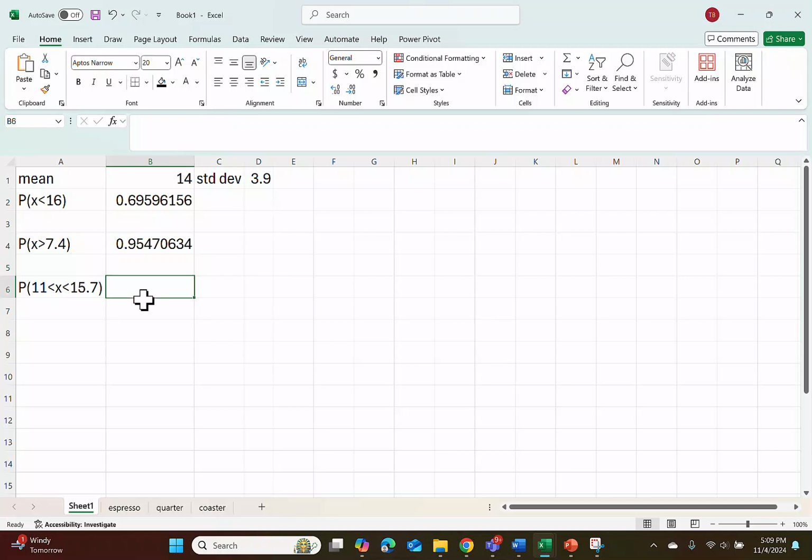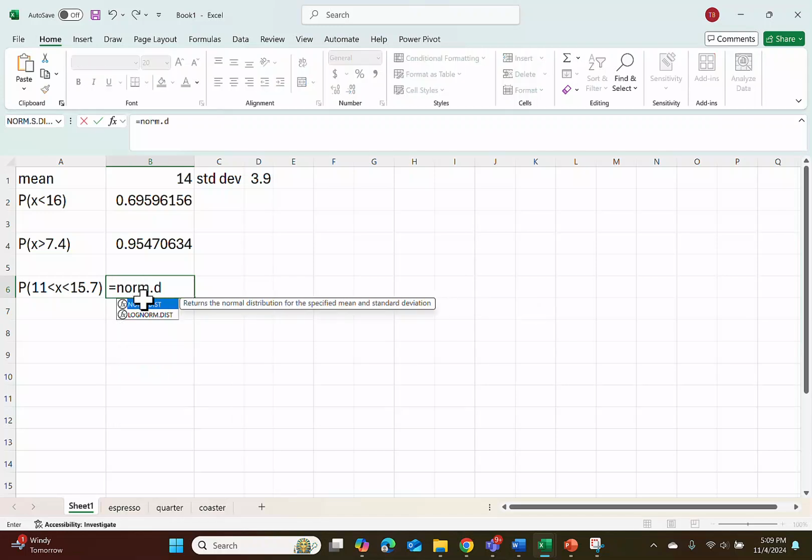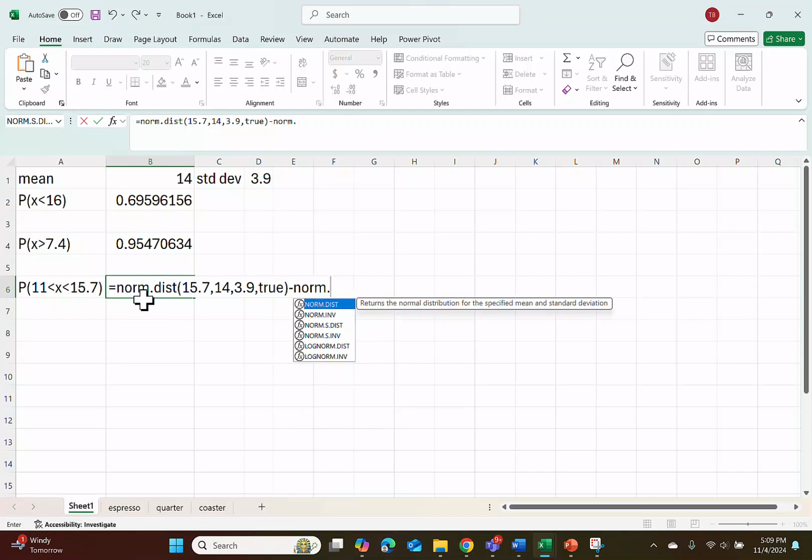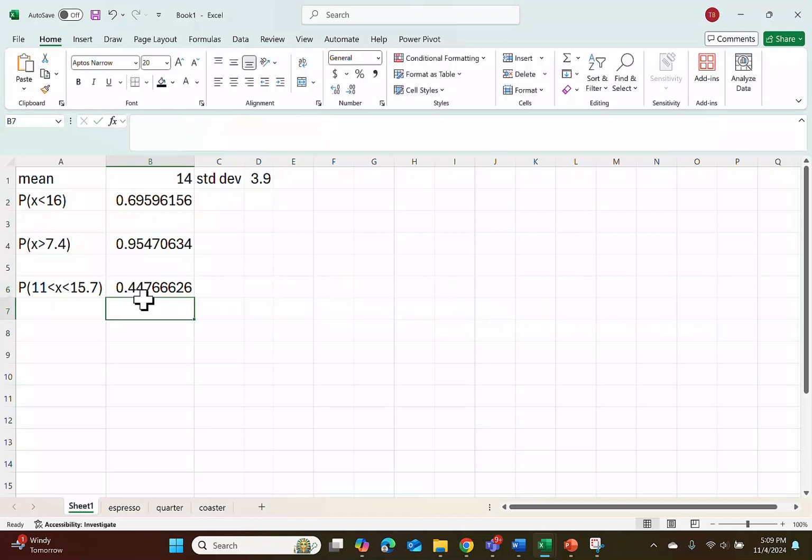To find the probability that x is between 11 and 15.7, I type equals norm.dist, my larger value, 15.7, mean of 14, standard deviation 3.9, then true. Close parentheses, subtract. Do norm.dist again, this time put in the smaller value of 11, comma, mean 14, standard deviation 3.9, and true again. This gives me a value of 0.447766626. We would call that 0.4477.